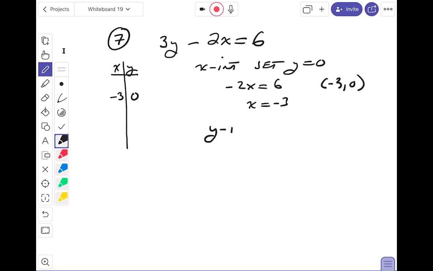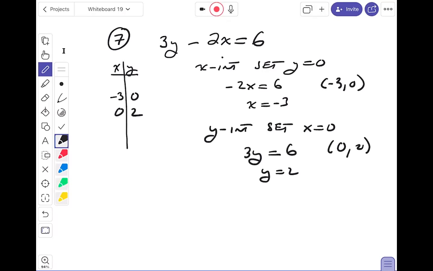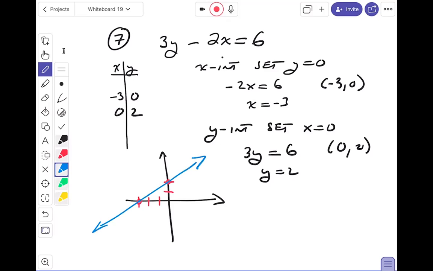Let's do the y-intercept. How do I get that? Set x to be equal to 0. What does this give me? 3y is equal to 6, or y is equal to 2. So I have this one down, which is 0 comma 2. I'm going to graph it. Again, graphs don't have to look great, just sort of like an abstraction. Let's see, minus 3, 0, right? 1, 2, 3. And then 0, 2. Draw my line through it. Call it a day. We're done.